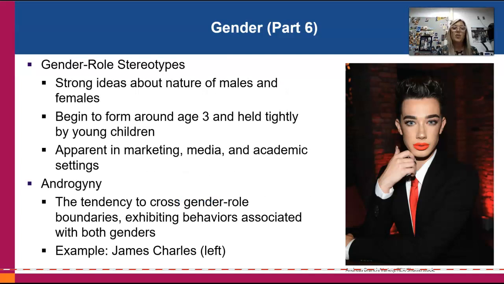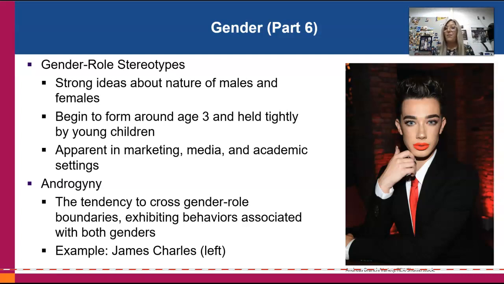Gender role stereotypes: strong ideas about the nature of males and females begin to form around age 3, held tightly by young children, apparent in marketing, media, and academic settings. And then androgyny is the tendency to cross gender role boundaries, exhibiting behaviors associated with both genders.